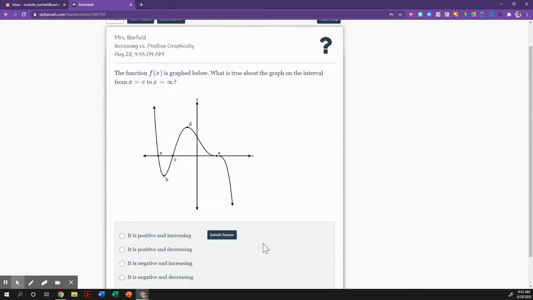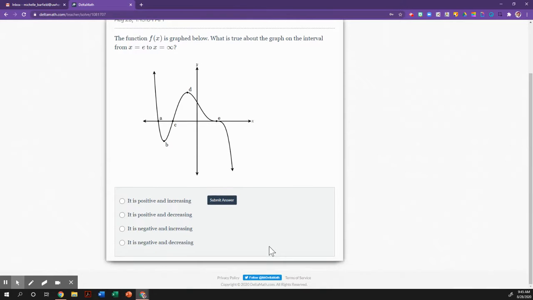Okay. Now here's the great thing about Delta Math. So let's just say you're like, I'm not entirely sure, but I know that it's decreasing. So you know you're going to pick this one or this one. Okay. Just click on one. I'm not even going to worry about whether it's the correct answer or incorrect answer. I'm just going to click one. Okay. So it's one of these two.